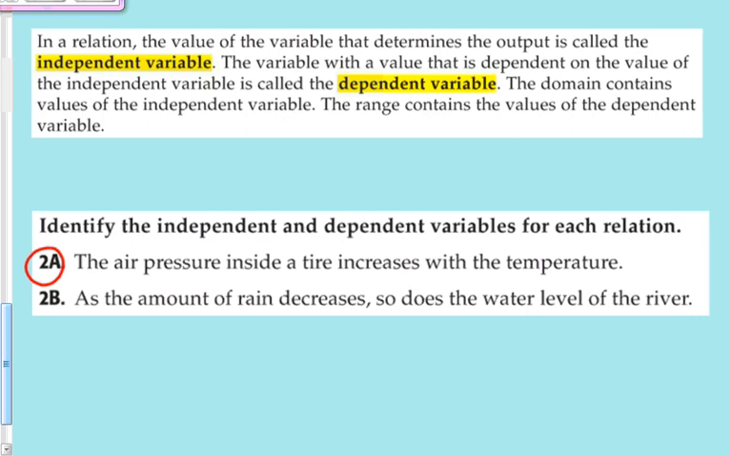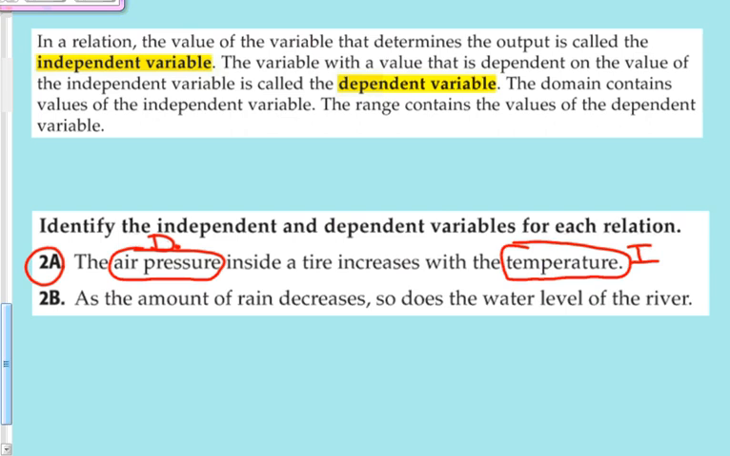When I read these, I always say, okay, let's see. Does the air pressure inside a tire depend on the temperature, or does the temperature outside depend on what your air pressure is? Now, of course, obviously, that one makes no sense. The temperature does not depend on what our tire air pressure is. It's the other way. So the air pressure here is our dependent variable. It depends on the temperature. So the temperature is our independent variable.